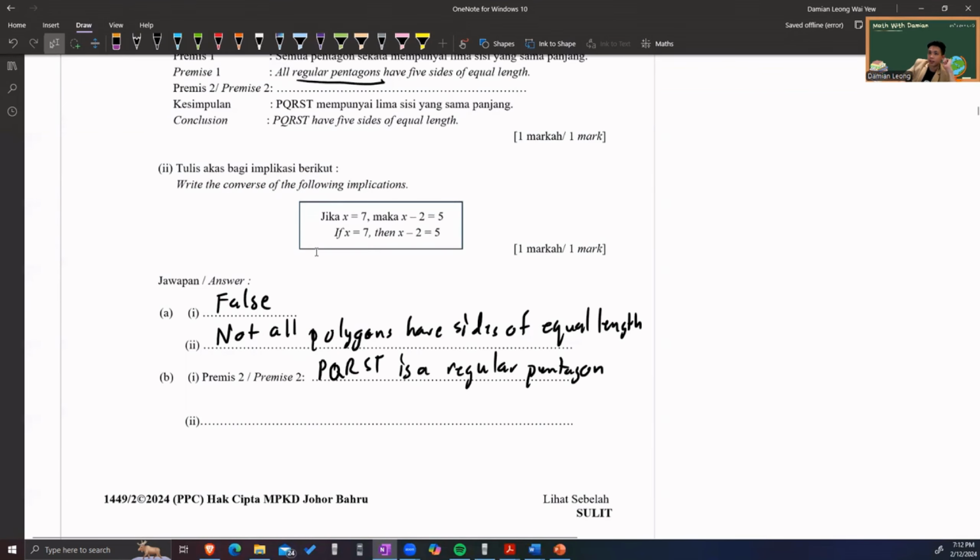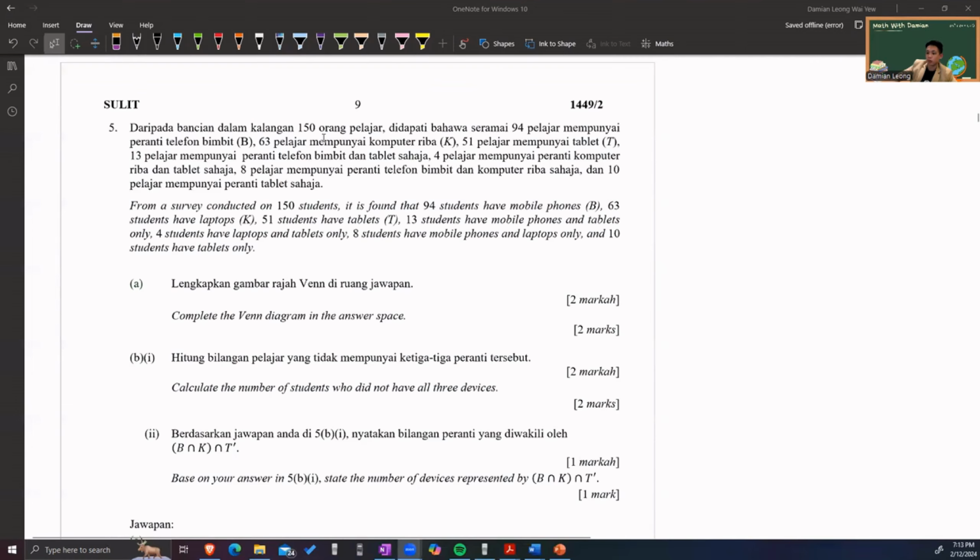Then this one, the converse of the implication. Converse means we just switch the antecedent and the consequent. Means if x minus 2 equals 5, then x equals 7. That's the converse. Make sure you remember converse, inverse, and contrapositive. Then we look at the next question.